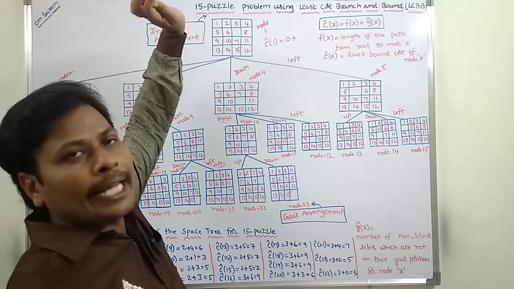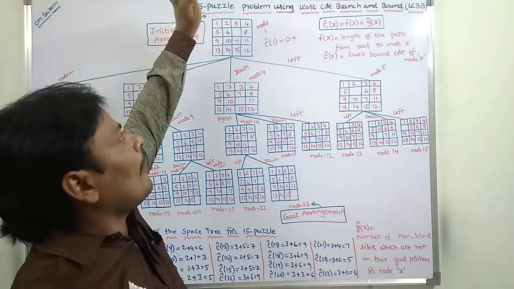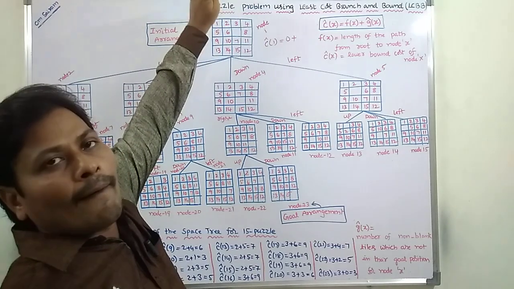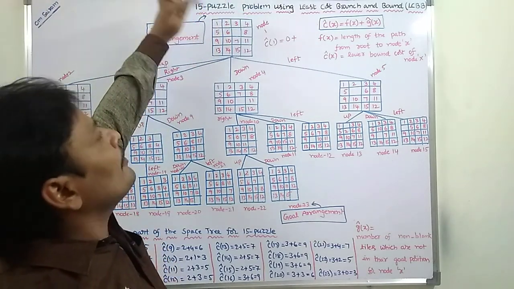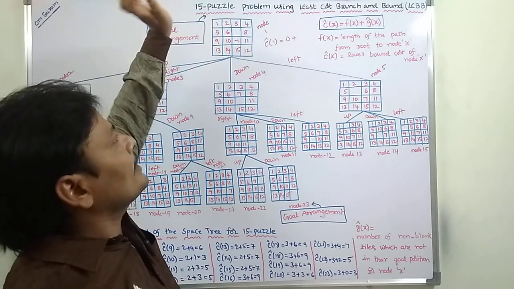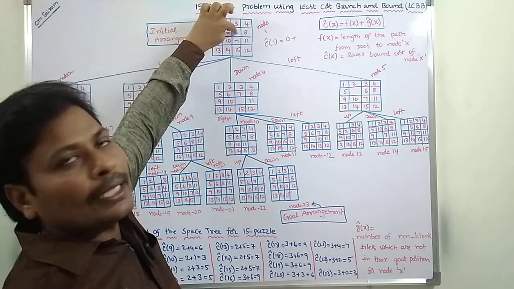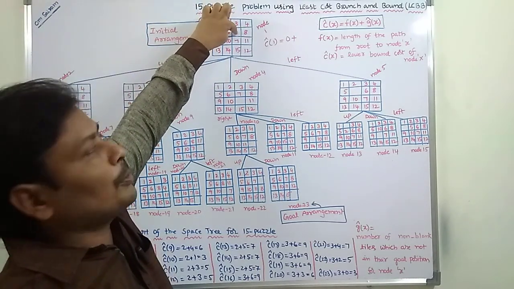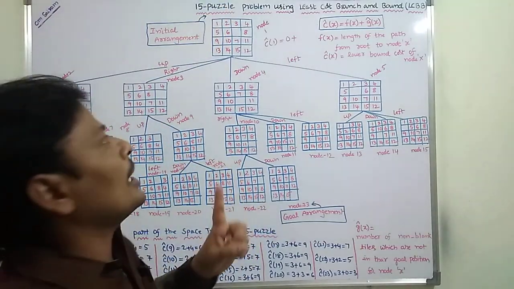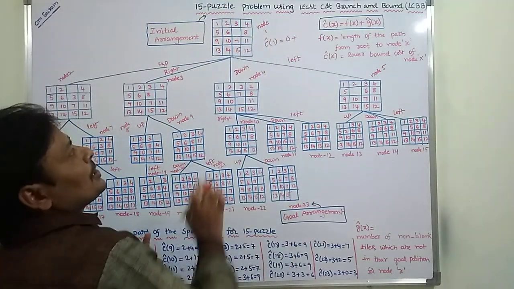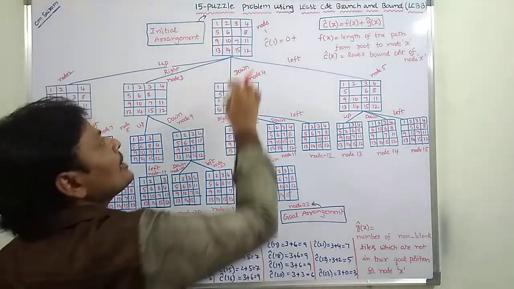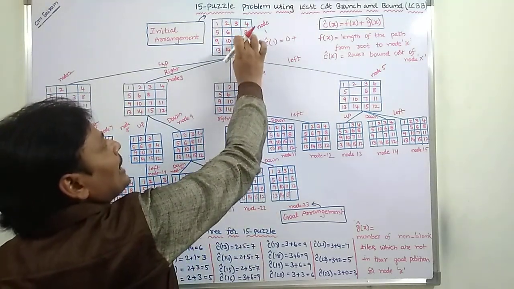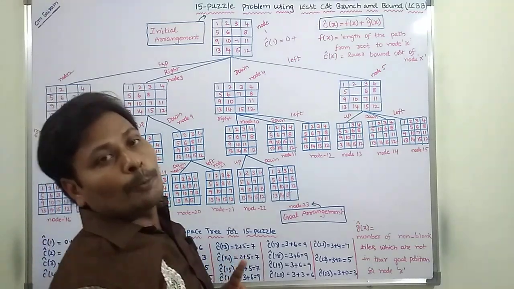1, it is in its goal position. 2, it is already there. 3, it is already in its goal position. 4, it is already there. 5, it is already there. 6, it is already there. The 7th tile is not in its position. That is the wrong position. 8th is in the correct position. 9th is in the correct position. 10th is in the correct position. 7th, here this tile is not in its correct goal position.